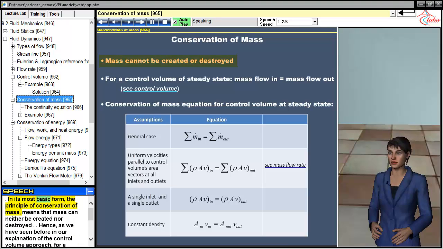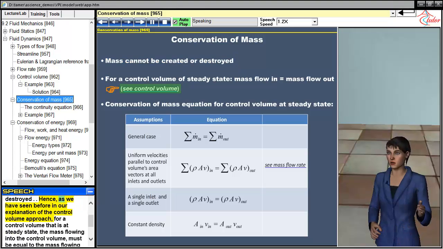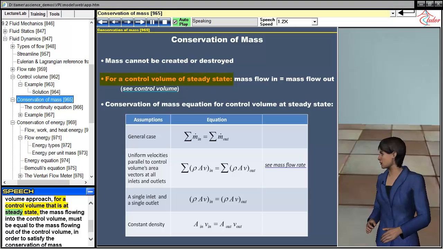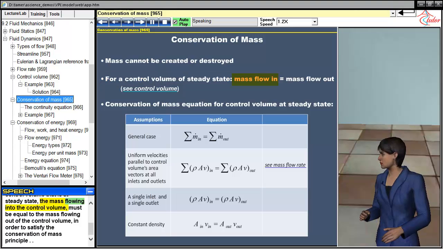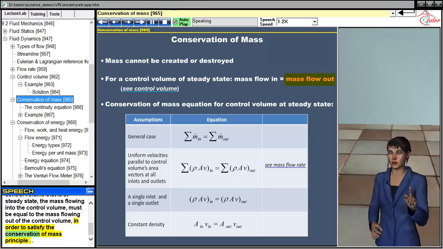In its most basic form, the principle of conservation of mass means that mass can neither be created nor destroyed. Hence, as we have seen before in our explanation of the control volume approach, for a control volume that is at steady state, the mass flowing into the control volume must be equal to the mass flowing out of the control volume, in order to satisfy the conservation of mass principle.